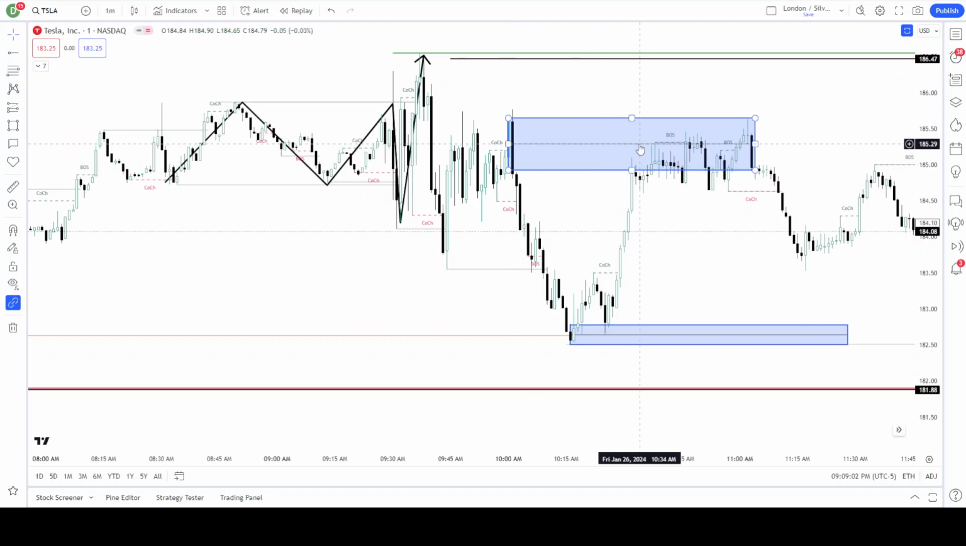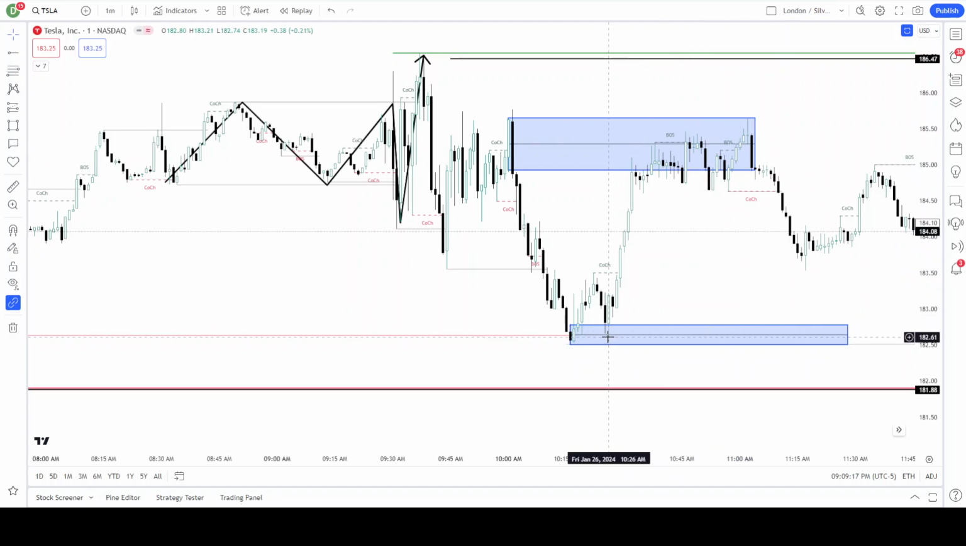Consequent encroachment, or 50% of that block, is a really good target. You can see we trade right up to it. We fall short, we trade right up to it. We trade up to it and find some resistance. Then we ultimately run the stops out on these highs before we come back down lower. But really nice trade setup there as well.